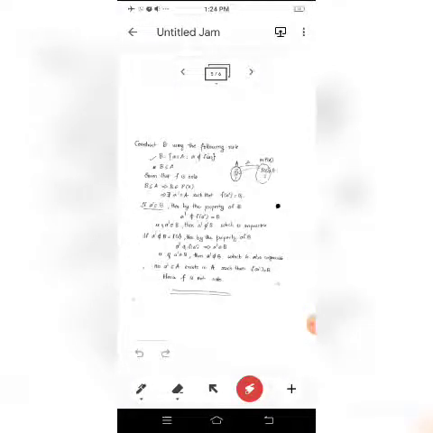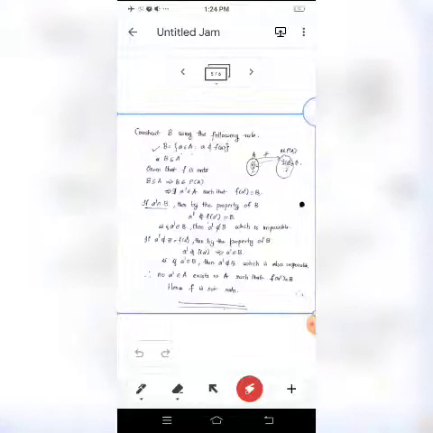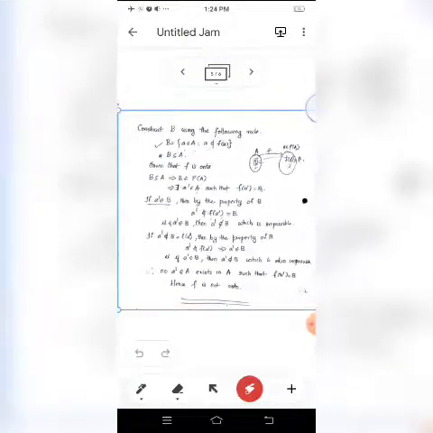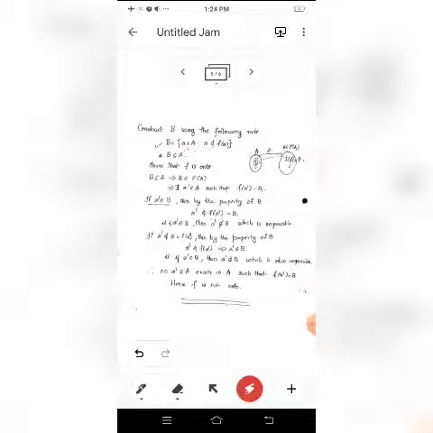For that we construct B using the following rule. B equals the set of all a belonging to A such that a does not belong to f of a. Could we instead take a belonging to f of a? No, it would not serve our purpose. So we define B such that a belongs to A and a does not belong to f of a.